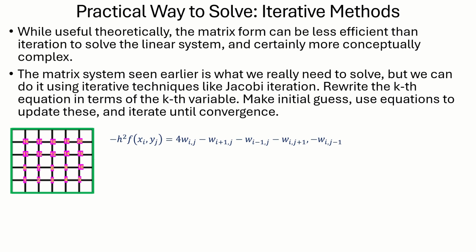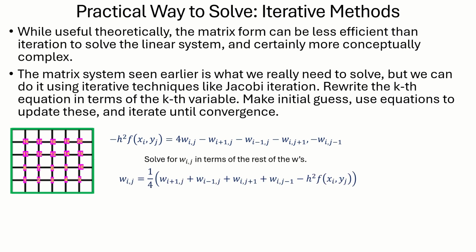In this video, we'll look at the simplest iterative method to solve linear systems, Jacobi iteration. To review, Jacobi iteration means we rewrite the kth equation in our system by solving for the kth variable in terms of the others. Or in this case, where our equations are spatially indexed by i and j, we solve for w_ij in terms of the other variables to get the following.